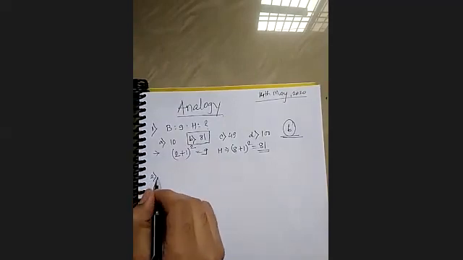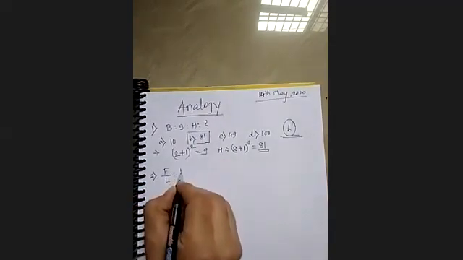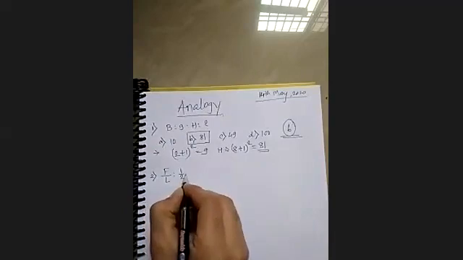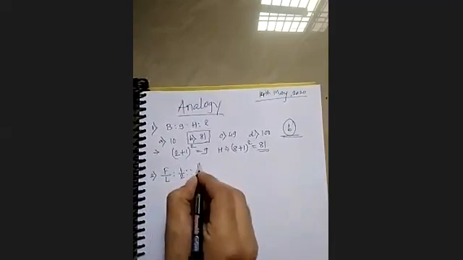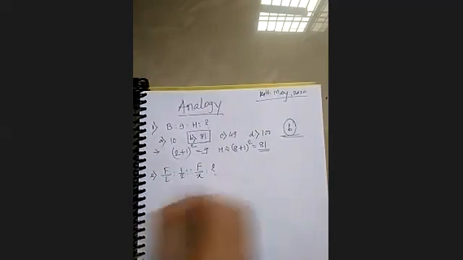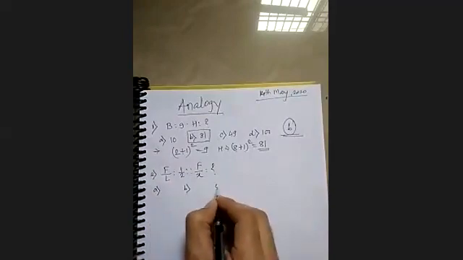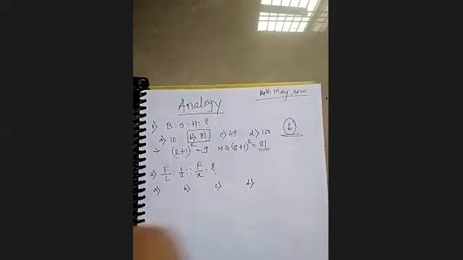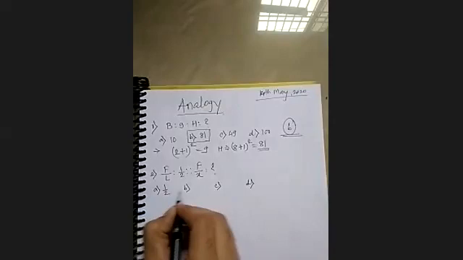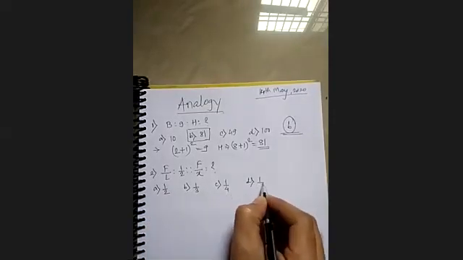Next, you can see F divided by L is to 1 by 2. Then F divided by X is to what? Your options are A, B, C, D. So 1 by 2, 1 by 3, 1 by 4, and 1 by 8.